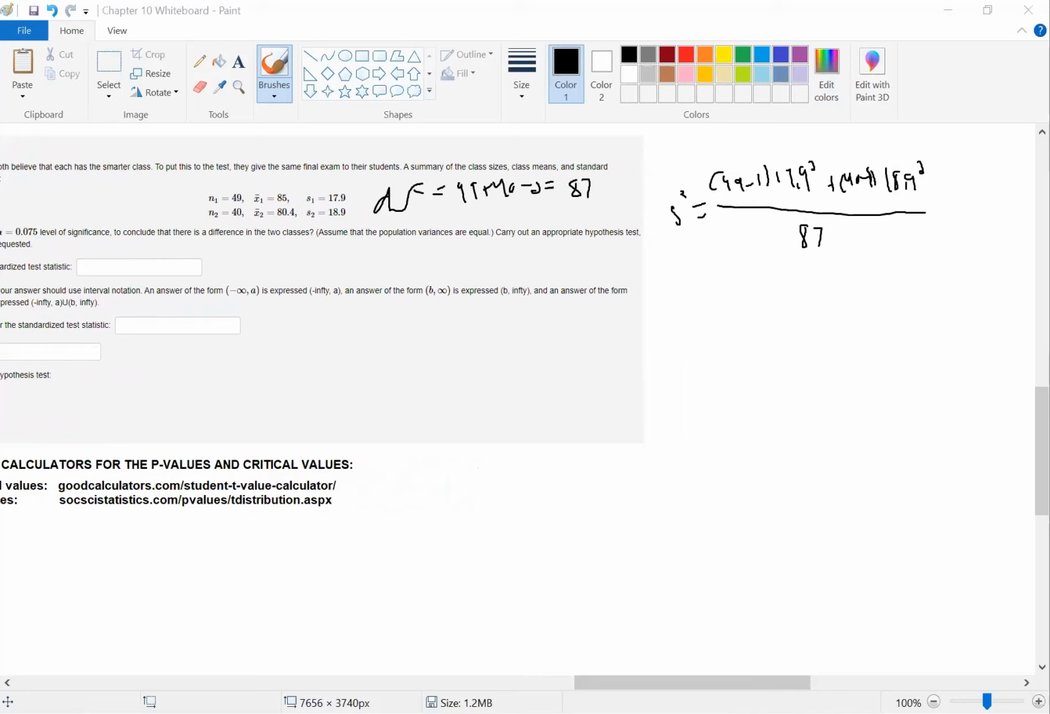So we have 49 minus 1 times 17.9 squared, and then 40 minus 1 times 18.9 squared, over 87. Let me double check. 87. All right. 336.907.